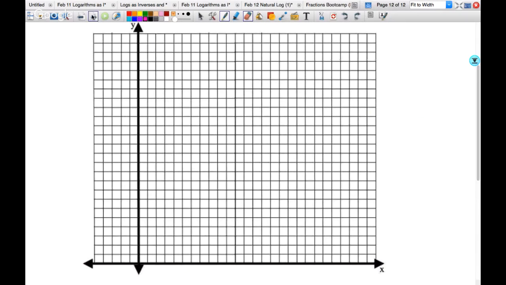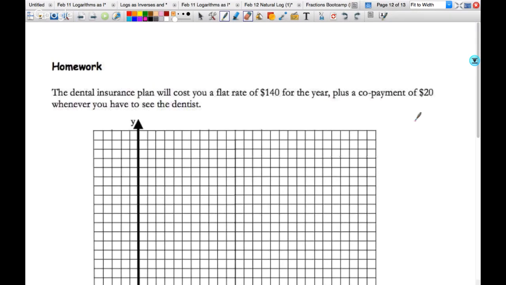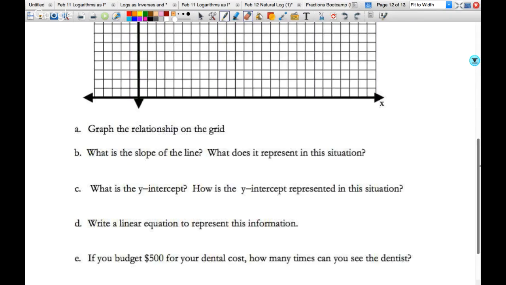And I believe this is our last page. Yep. All right. The dental insurance plan will cost a flat rate of $140 per year. If I hear flat rate, that makes me think that that's my B value, $140 per year just to have the plan. Plus $20 whenever you have to see the dentist. When I see this whenever, this is like a per time cost. And so since this changes, since the number of times we see the dentist can change, this is our coefficient of how much that change impacts our total cost. So that's got to be our M value. And those are the only two values we need. We can write an equation now with that.